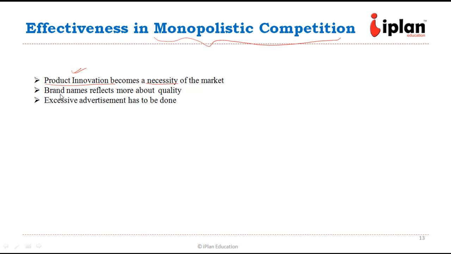The companies try to create their brand names so that they are differentiating, and to achieve that, excessive advertisement has to be done by the companies. Since the product is not homogeneous, advertisement is required, and thus the companies are able to make more revenues than in the case of perfect competition. So now let us make a comparison between monopolistic competition and perfect competition.